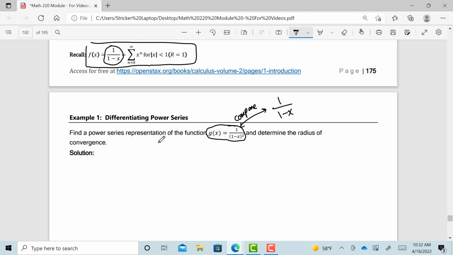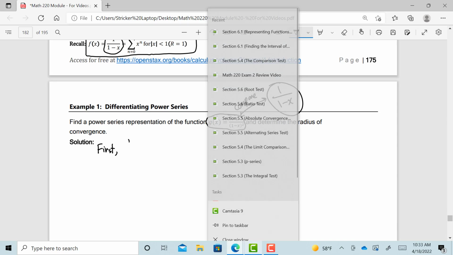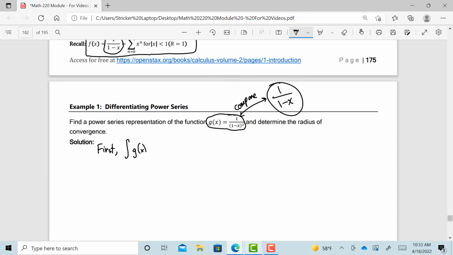However, if we were to integrate g of x, we would get this 1 over 1 minus x. How does that look? Let's go ahead and take a look here. So we will say first, if we were to integrate g of x, that's going to look like the integral of 1 over 1 minus x squared dx.